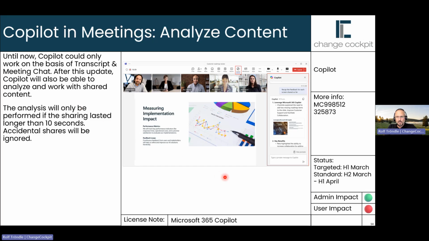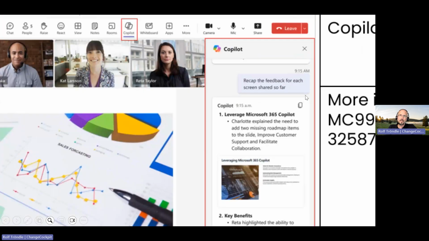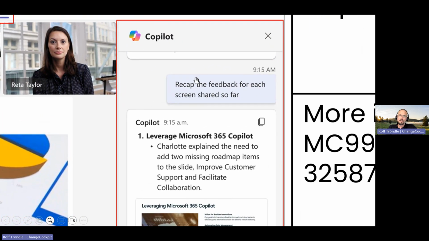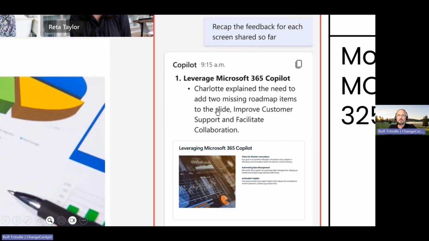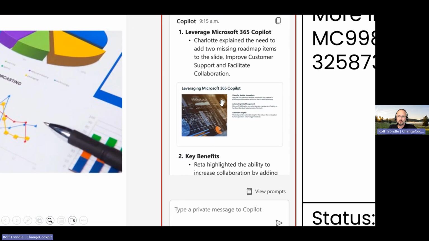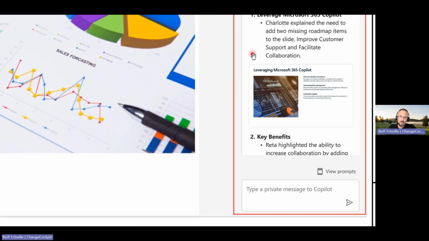Until this change was rolled out, Copilot had access to the meeting content regarding what is being spoken, so the meeting transcription and also the meeting chat, but it had no idea about the shared content. Now Copilot can access all shared content within the meeting. Let's say you are joining the meeting a bit later, then just tell Copilot to recap the meeting for each screen shared so far, and you will see everything that was shared and even a quick summarization of what was being shared. So that's really a great addition.